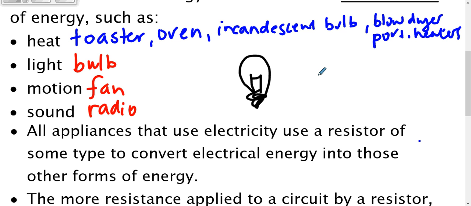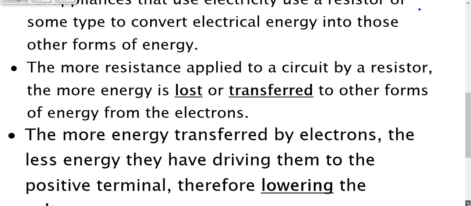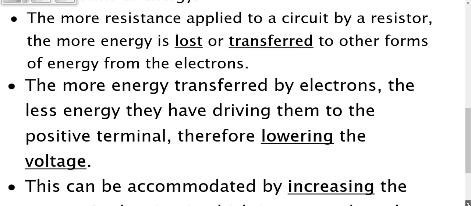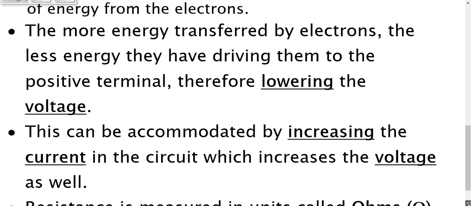Blow dryers and portable heaters would also convert that energy into heat. Light, like a light bulb or a flashlight in your house. Motion, something like a fan or a remote control car. And sound, like a radio. All appliances that use electricity use a resistor of some type to convert the electrical energy into those other forms of energy. The more resistance applied to a circuit by a resistor, the more energy is lost or transferred to other forms of energy from the electrons.